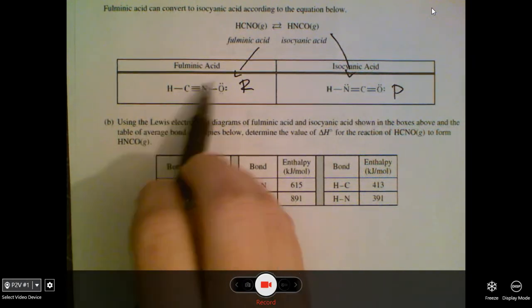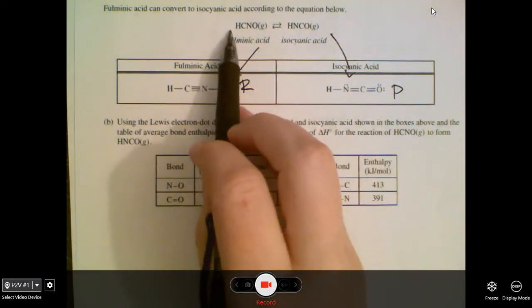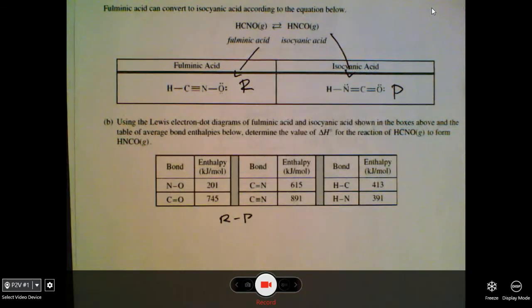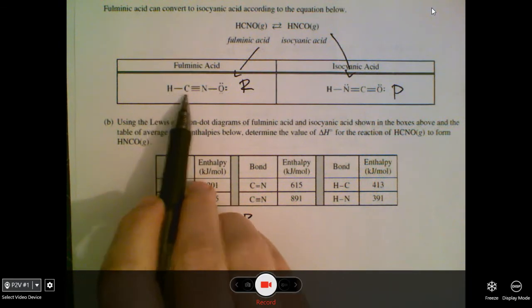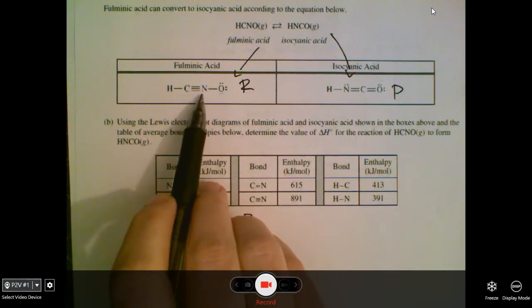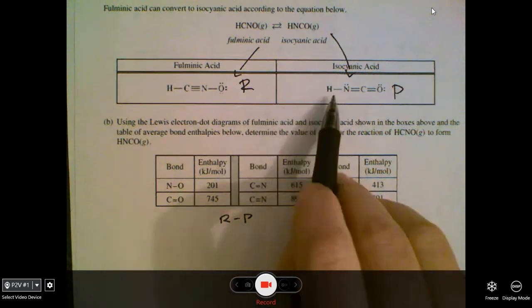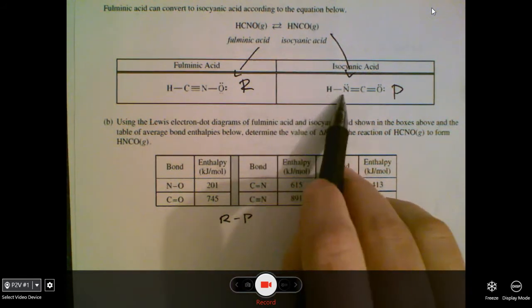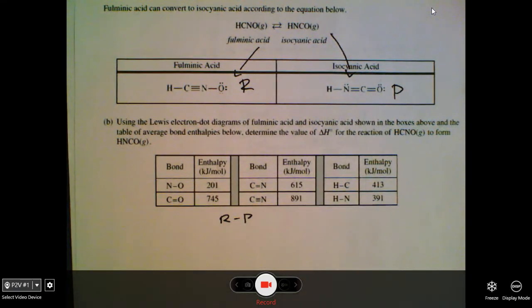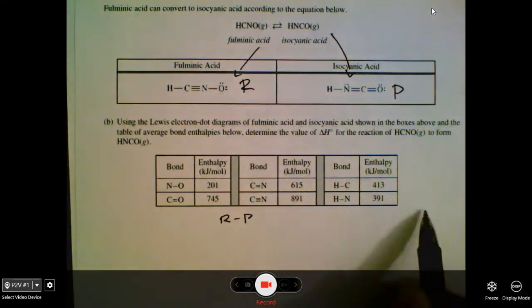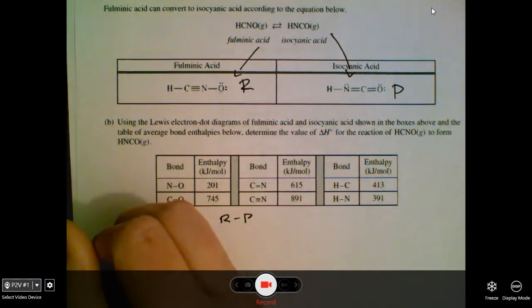If we look at our balanced equation, it's a 1-to-1 mole ratio. That means I don't need to multiply anything by a coefficient of 2 or anything like that. So these, like I said, are pretty simple Lewis structures. I have a C to H, a C to N triple bond, and then an N to O single bond. Then I have an N to H single bond, a double bonded nitrogen to carbon, and a double bonded carbon to oxygen. They give me all of these values here, and I'm going to work with them.